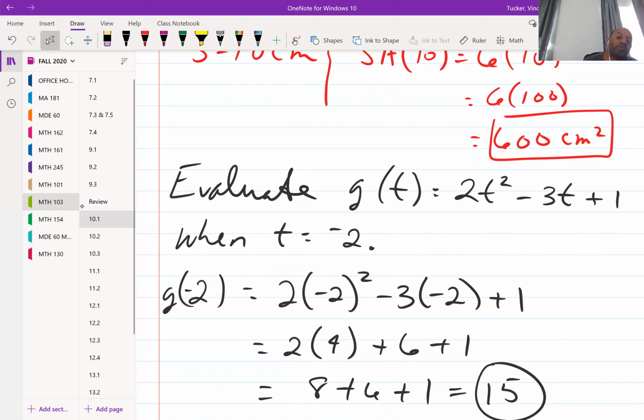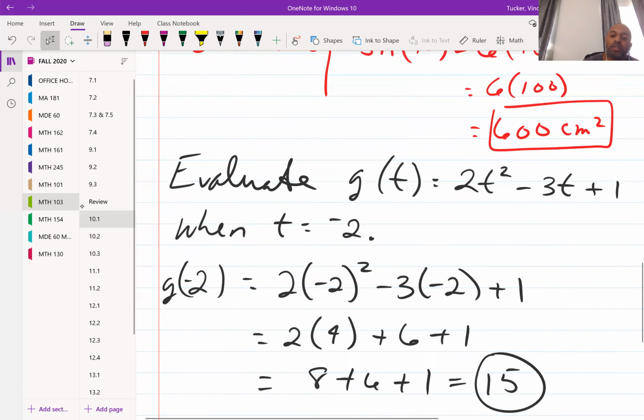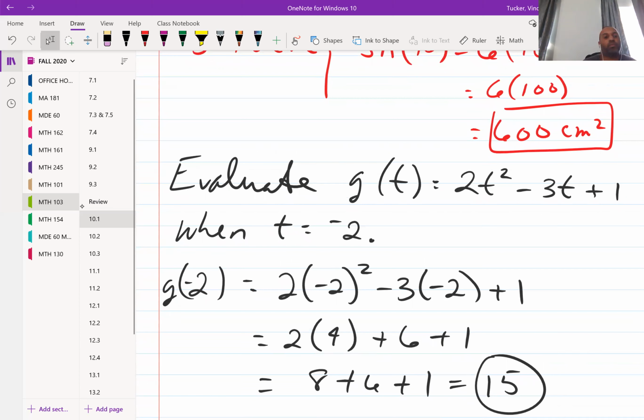All right, -2 squared is +4. -3 times -2 is a +6. 2 times 4 is 8. 8 plus 6 plus 1 is going to be 15. And that's it. Questions? Any questions?